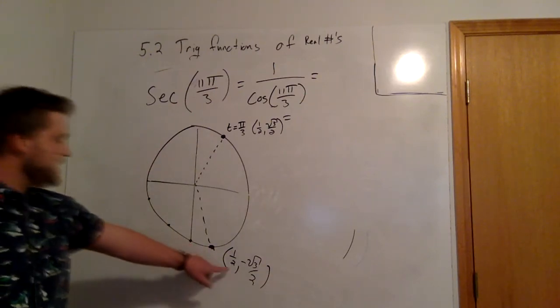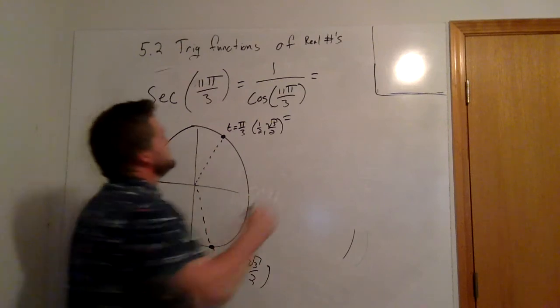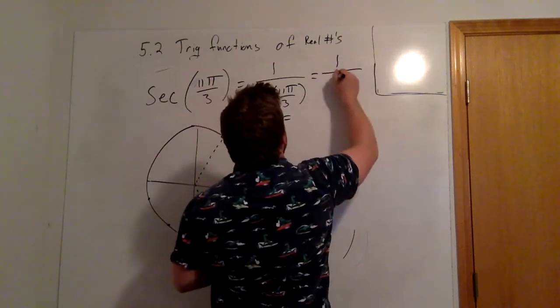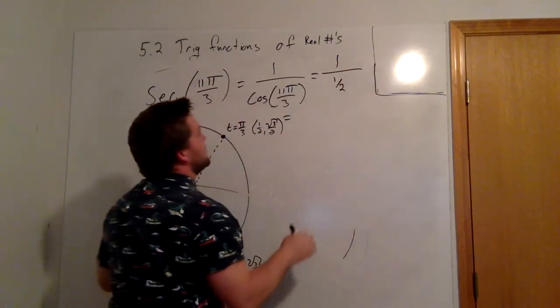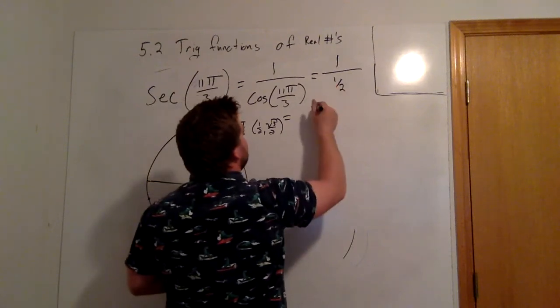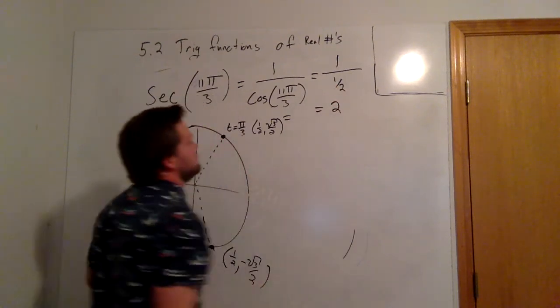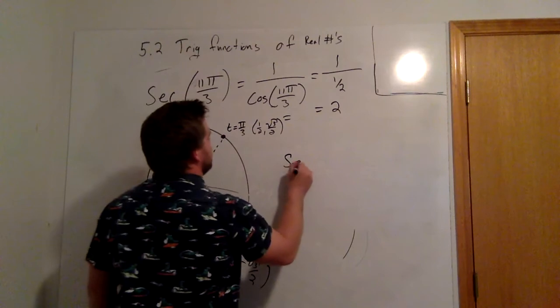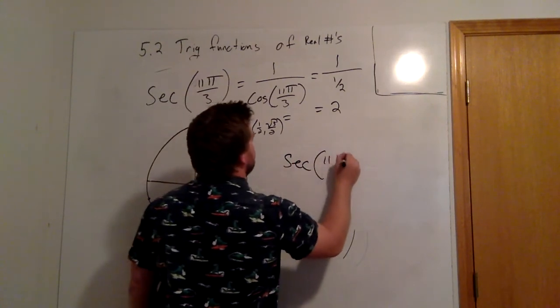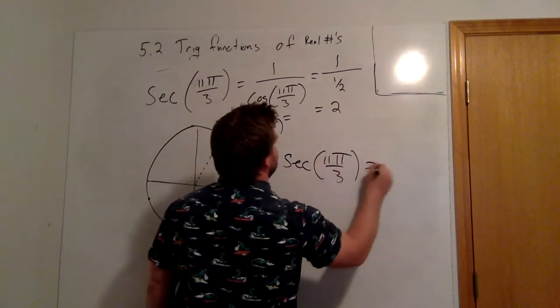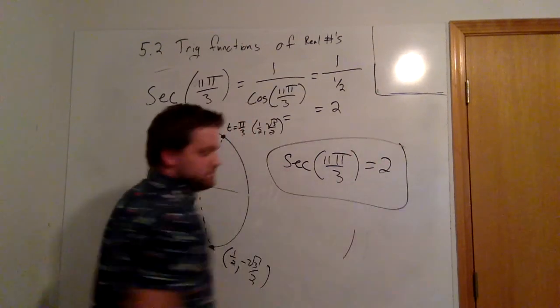Okay, so cosine of 11 pi over 3, that's where we are here. So the cosine is the x coordinate, so I'll grab a 1/2. So this will be 1 all over 1/2. How many times does a half go into a whole? 2 times. So the answer is 2. So we have that the secant of 11 pi over 3 is equal to 2. And that is our answer.